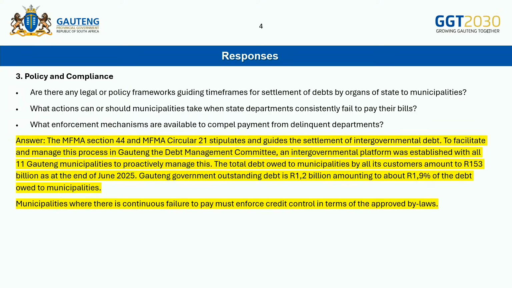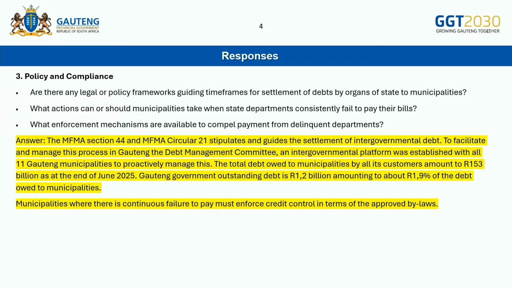If we could slide. Chair, just in terms of policy and compliance, there was a question asked to us: are there any legal or policy frameworks guiding timeframes for the settlement of debt by organs of state to municipalities? What actions can and should municipalities take when state departments consistently fail to pay the bills? And what enforcement mechanisms are available to compel payment from delinquent departments? Chair, our response emanates from the MFMA Section 44, read in conjunction with MFMA Circular 21, which states and stipulates the settlement of government debt.